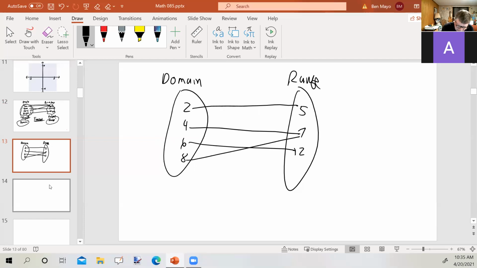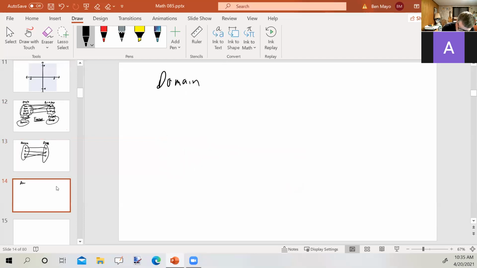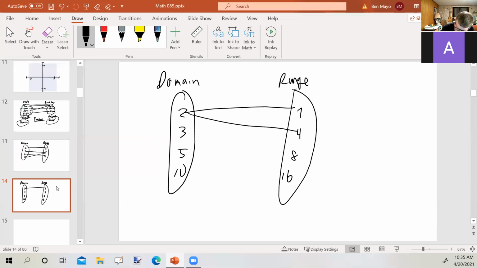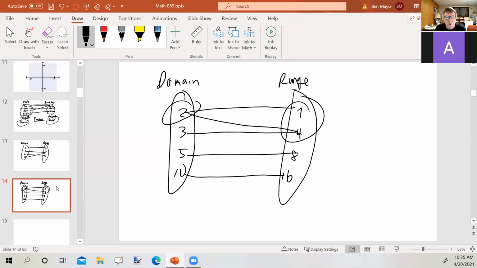Let's take a look at an example where it is not a function. Let's say the domain is 2, 3, 5, and 10, and the range is 7, 4, 8, and 16. Let's say 2 goes to 7, and 2 goes to 4, and 3 goes to 4, and 5 goes to 8, and 10 goes to 16. Because 2 goes to both 7 and to 4, one input goes to more than one output, one domain value goes to more than one range value. This is not a function. All right. Now let's look at some more examples of functions and things that are not functions.